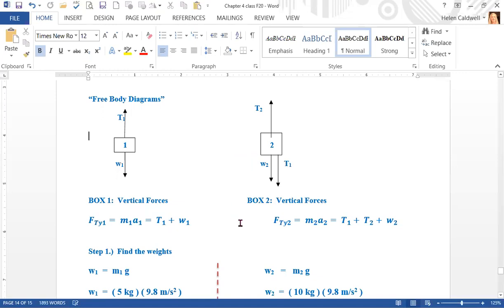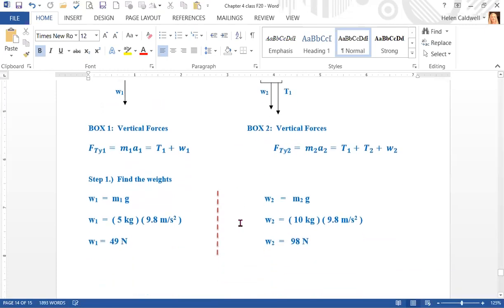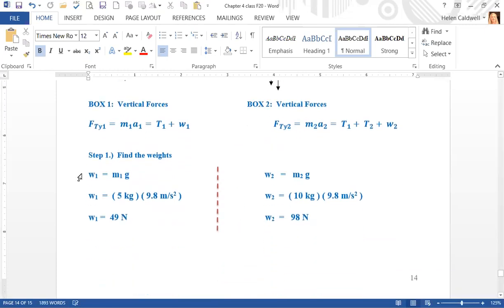Well, it looks like we need the weights to get anywhere with these problems. There's no angles, so we have to find the weights. W equals mg. W1 is equal to M1 times G, so 5 kilograms times 9.8 meters per second squared, or 49 newtons. For box 2, W2 equals M2G, so 10 kilograms times 9.8 meters per second squared, which equals 98 newtons.